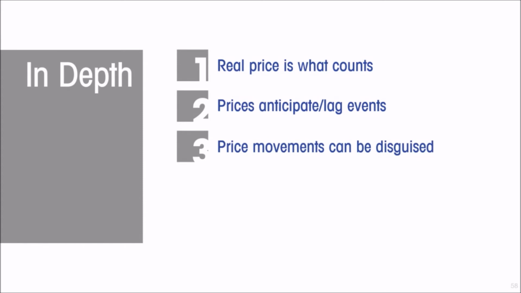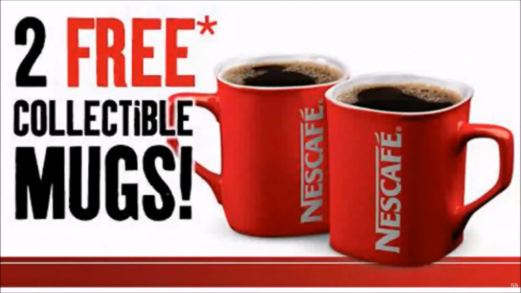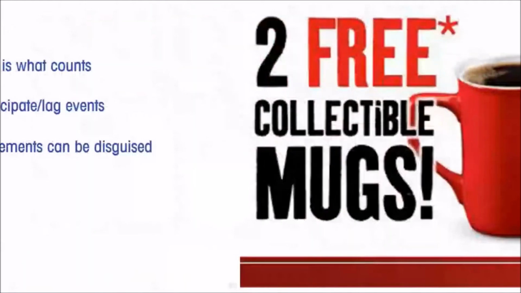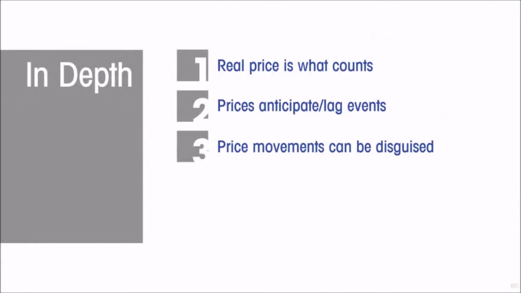Price movements can be disguised. You can't just look at the sticker price. One common way of disguising price movements is to offer more for the same sticker price. If you buy the product at the same price that you bought it at last week, you will get extra for free. You will get it bundled with something else. That is really a way of reducing the price. So price movements can be disguised.